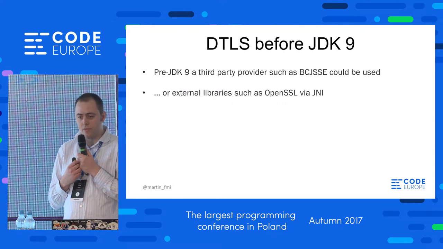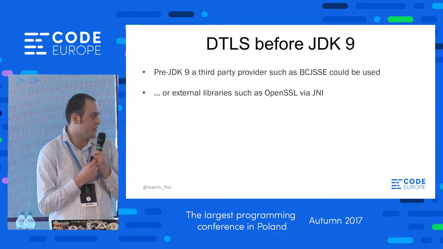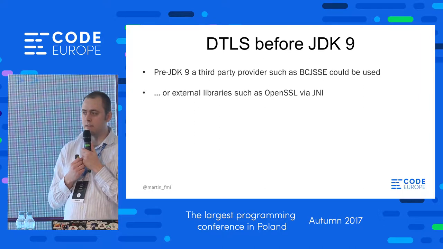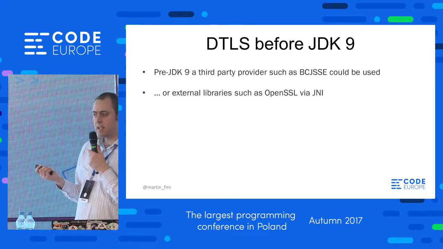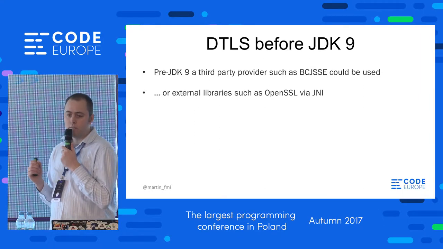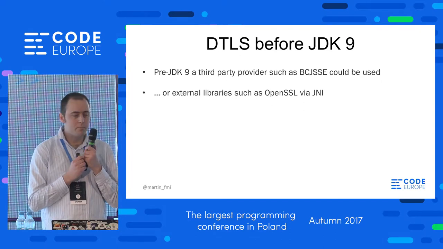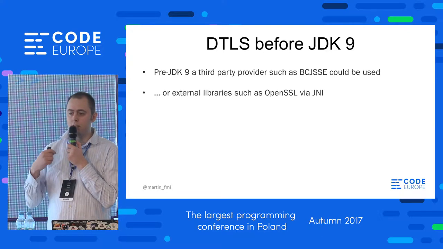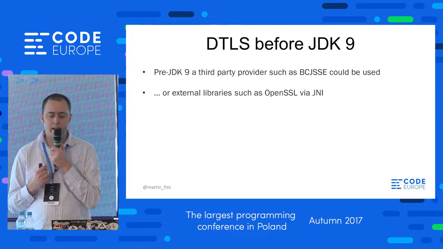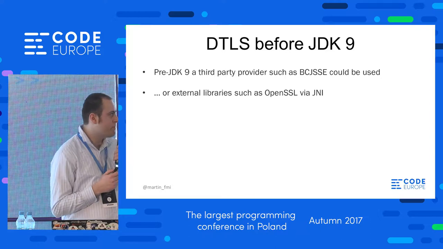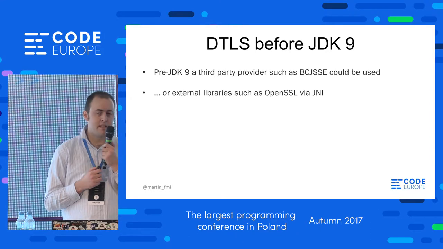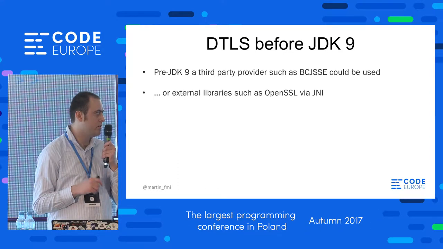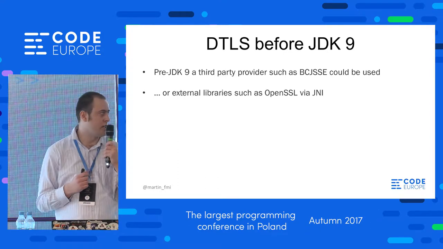For example, you could have used the Bouncy Castle Java Secure Socket extension. Bouncy Castle, how many of you have used Bouncy Castle as a library? Two or three people. So Bouncy Castle is one of the most standard Java libraries which provide implementation of many cryptographic algorithms, and they follow the standards provided by the JDK APIs. And the API which Bouncy Castle provides for DTLS is fairly simple. It's just a few lines of code that you can write in order to establish DTLS communication.